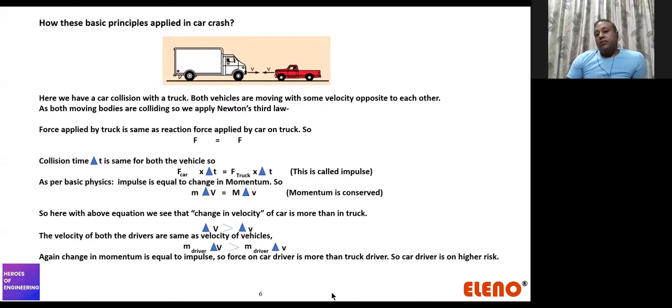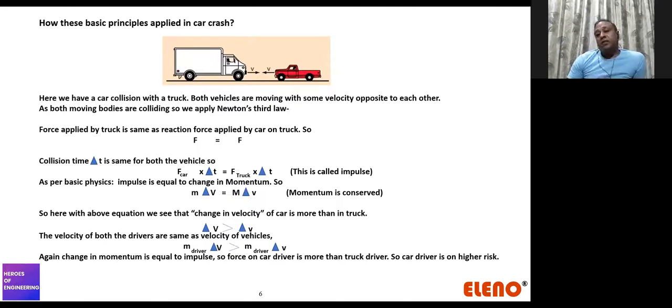So now I have multiplied the mass of the driver on both sides of my difference in velocity equation. And here you are seeing that the change in momentum on the left hand side will be more than the right hand side. So it means that the change in momentum of the car driver is more compared to the truck driver. This says the physics, but the practical example also says the same thing. I have proven this with the help of physics, and you can imagine in a real crash scenario, if a car is going to collide with a truck, then definitely the injury to the car driver will be more.